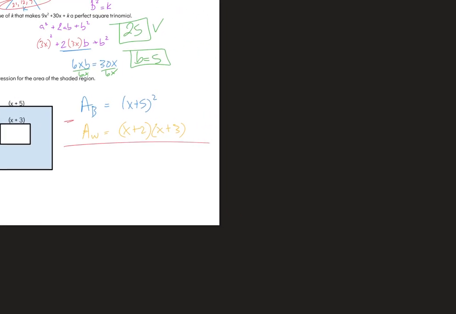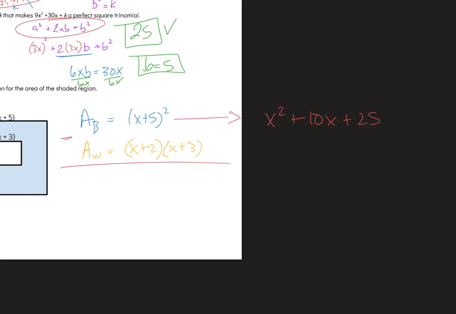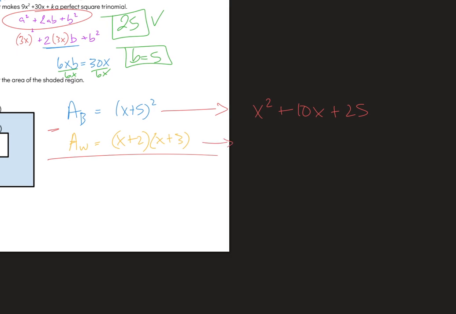So I'm just going to scooch over here and write this out. This one is x squared plus 10x plus 25. I know that because it fits that. And this one right here is x squared plus 5x plus 6. I know that because I foiled it. I distributed it in my head.